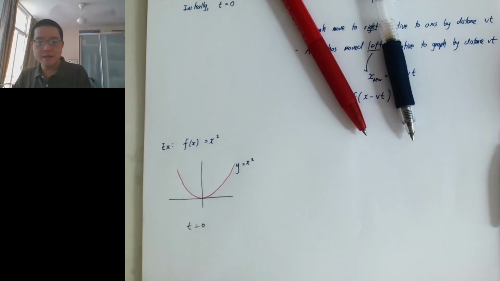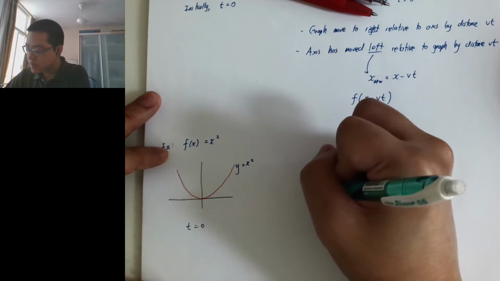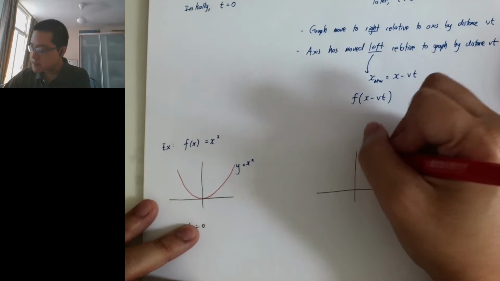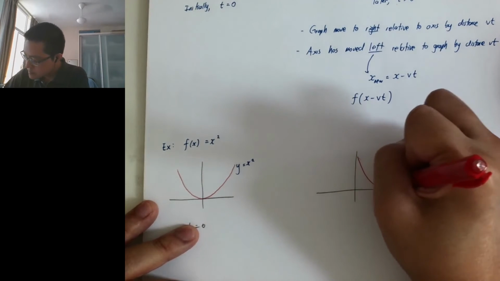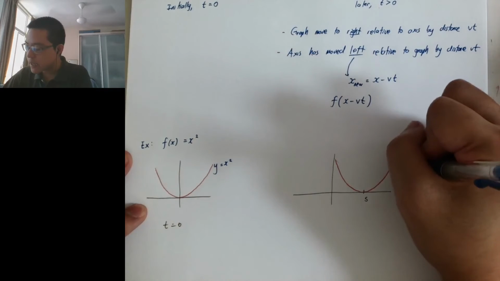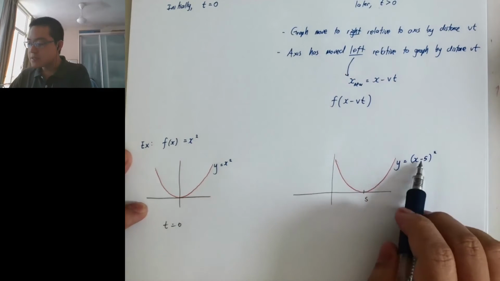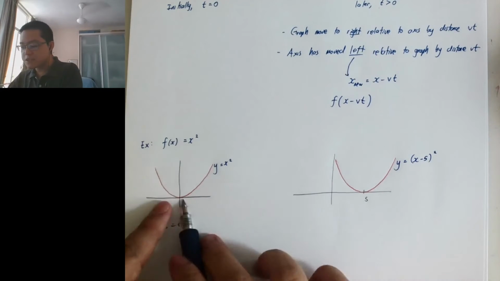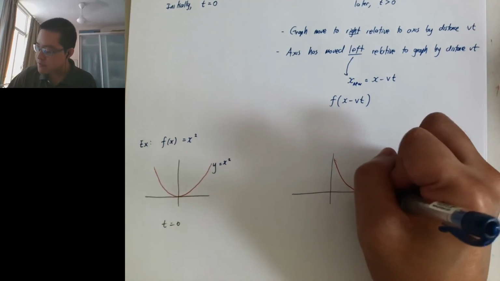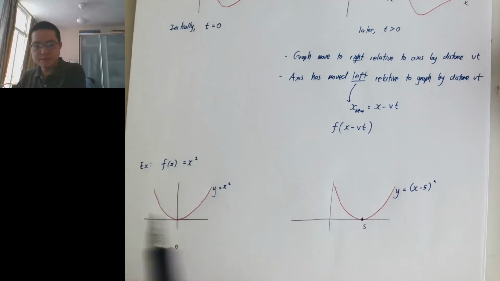But then at some later time t, my graph has moved to the right. Let's say now it has moved by 5. So now my graph is here. How do you write the equation of the graph? The equation of the graph is y equals (x minus 5) squared, right? If this has shifted over here, then it should be x minus 5, because when x equals 5, the graph's zero point is over here.